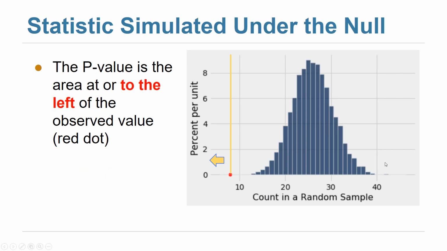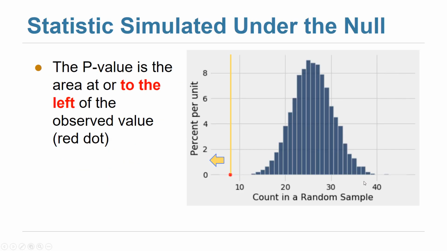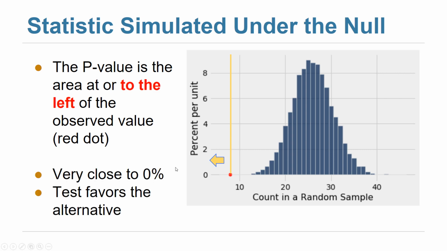So if we look at the distribution, then the p-value will be the area to the left. Remember here, small values of the statistic support the alternative. That's the direction of the alternative. So when we compute the observed value, we compute the p-value as the area to the left of that value, which in this case, of course, is very close to 0, which means that the test will favor the alternative.